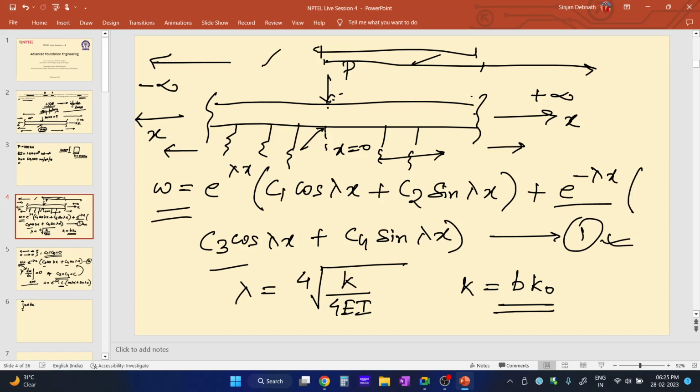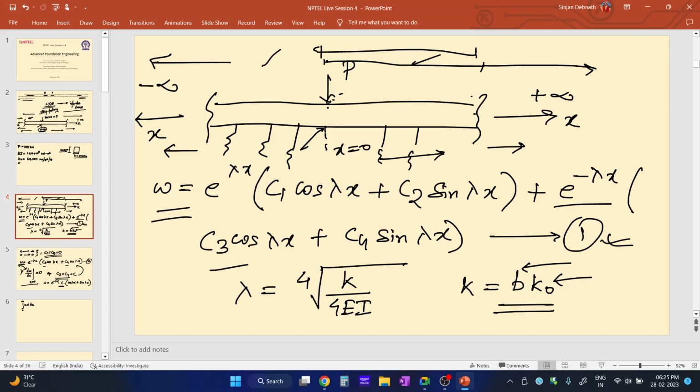This is the general equation for deflection: w = e to the power lambda x (c1 cos lambda x + c2 sin lambda x) + e to the power minus lambda x (c3 cos lambda x + c4 sin lambda x). And lambda is equal to the fourth root of k by 4EI. What is the value of k? K is equal to b into k0, where k0 is the subgrade modulus and b is the breadth of the beam that we are considering.